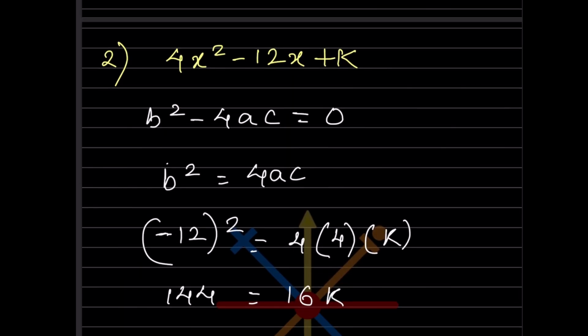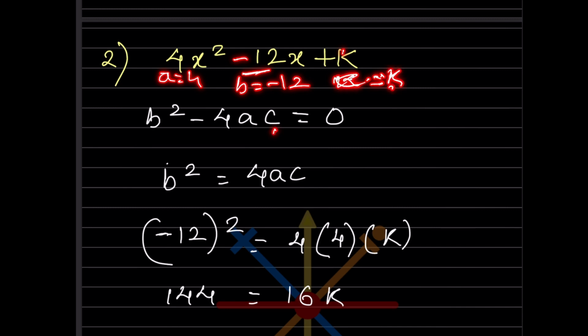Again here they have asked for this k, the constant one. So we are going to start with b square minus 4ac is equal to 0, so b square is 4ac. Now you can see here a is 4, b is minus 12 along with the sign, and we don't know what this k is. The c is going to be k.